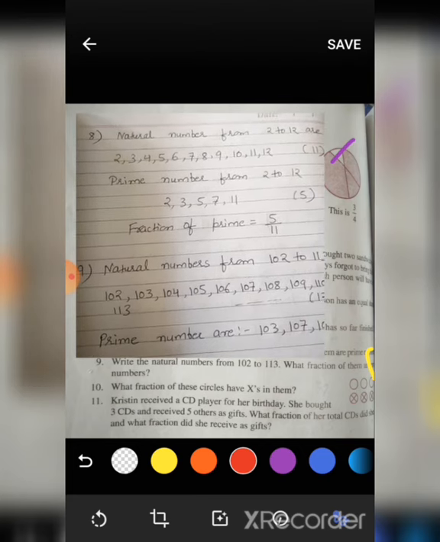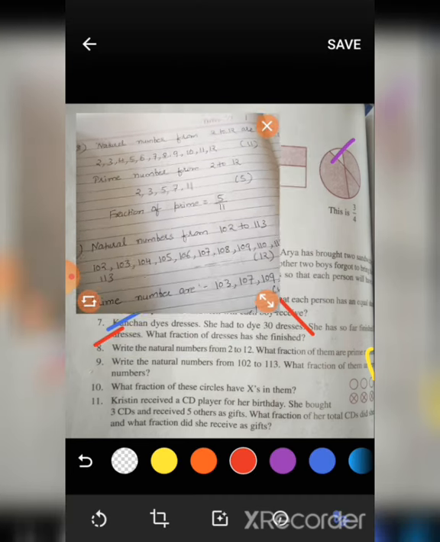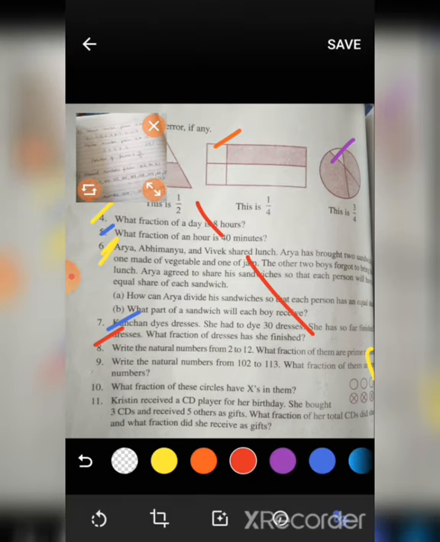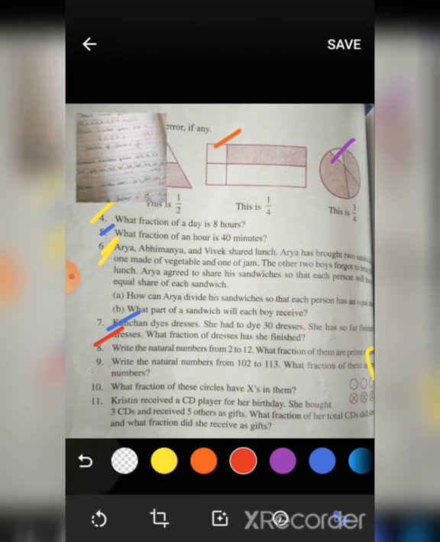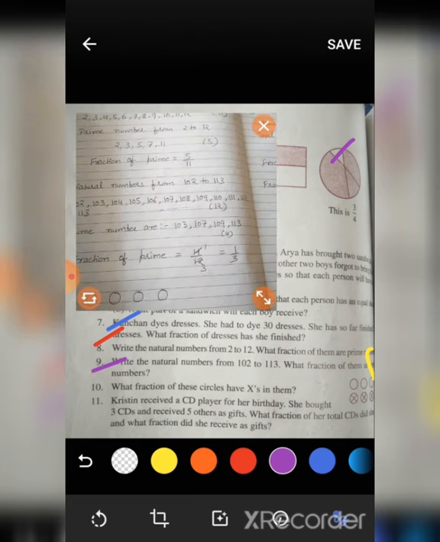Now the ninth question is similar to this. Only the digits are changed. In question number 9, see, this is question number 9. Write the natural numbers from 102 to 113. What fraction of them are prime numbers? This is also similar to the previous one. Only the digits are changed.